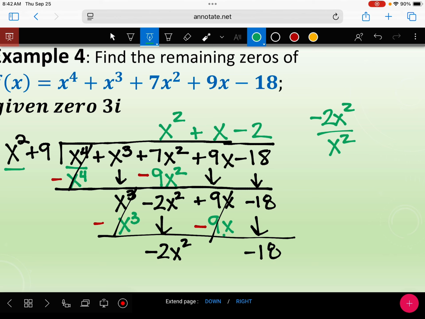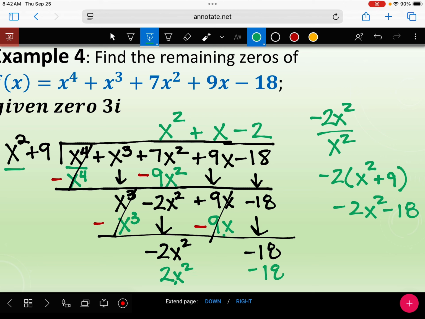So when you multiply that, you get negative 2 times x squared plus 9, which would be negative 2x squared minus 9. Sorry, not minus 9. Minus 18. Because 2 times 9 is 18. When I bring it over, though, see they're both negative. They're going to both become positive.